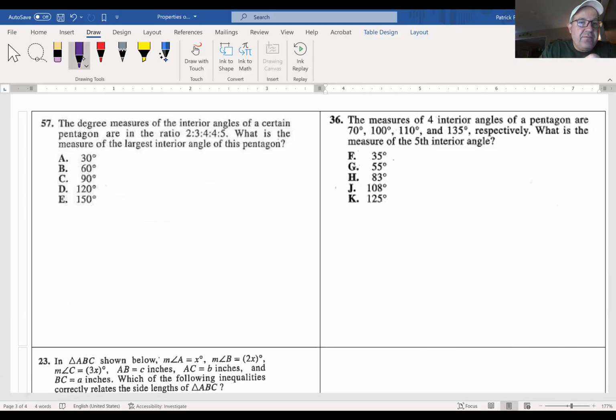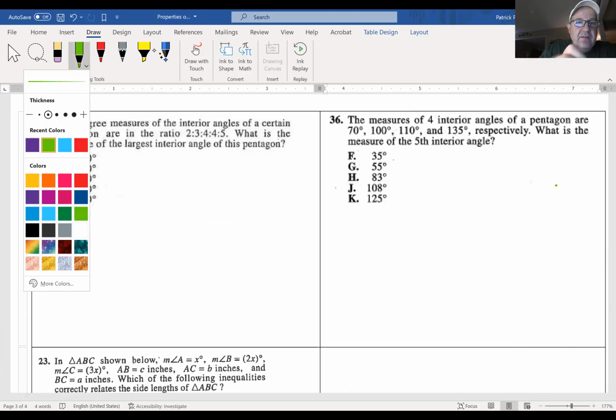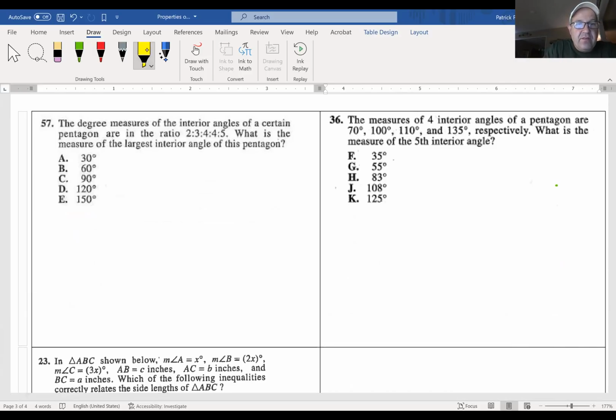Question number 57. It tells us the angles in a pentagon are in this ratio. So the angles could be like 2, 3, 4, 4, 5, or if you multiply those by 2, it could be 4, 6, 8, 8, 10, whatever. We're not sure what it is, but that's the ratio.